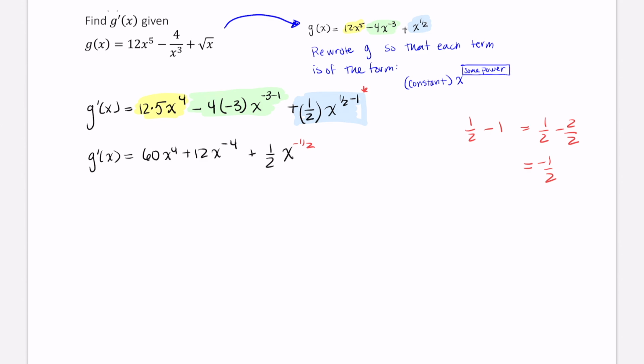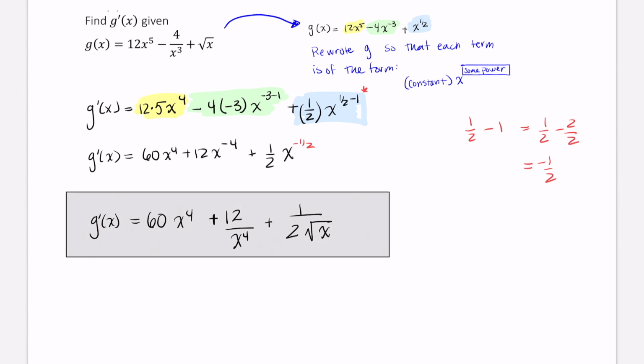Okay, so now we can simplify this and rewrite it so we don't have any negative exponents. We can go back to writing this as one number over x to some power, and this will be a root again. So our derivative g prime of x is equal to 60x to the fourth power plus 12 divided by x to the fourth power plus 1 over 2 times the square root of x. I hope you found using the power rule and a little bit of algebra much easier than using the limit definition of the derivative.